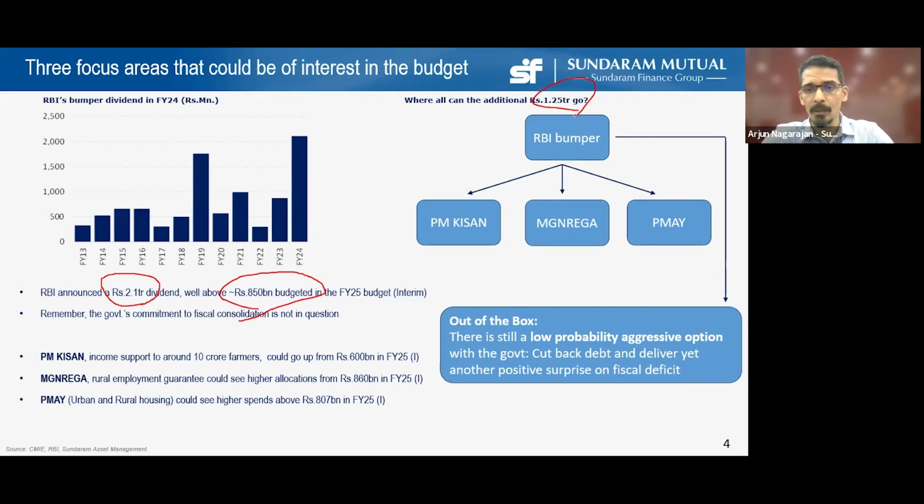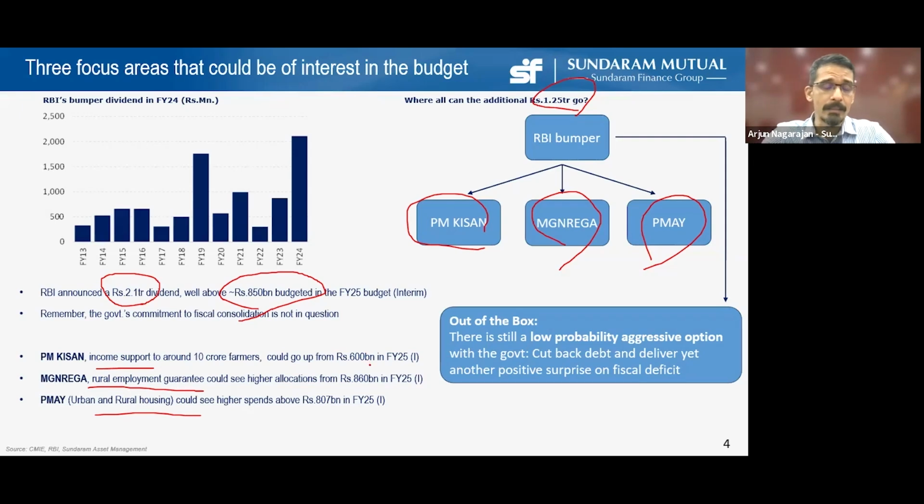Now, 3 areas where you are likely to see focus of this 1.25 trillion are PM Kisan, MGNREGA, and PMAY. Your PM Kisan is largely income support to farmers. Your MNREGA is rural employment guarantee, and your PMAY is Awas Yojana, housing for rural and urban. These 3 are likely to see a fair bit of allocation.